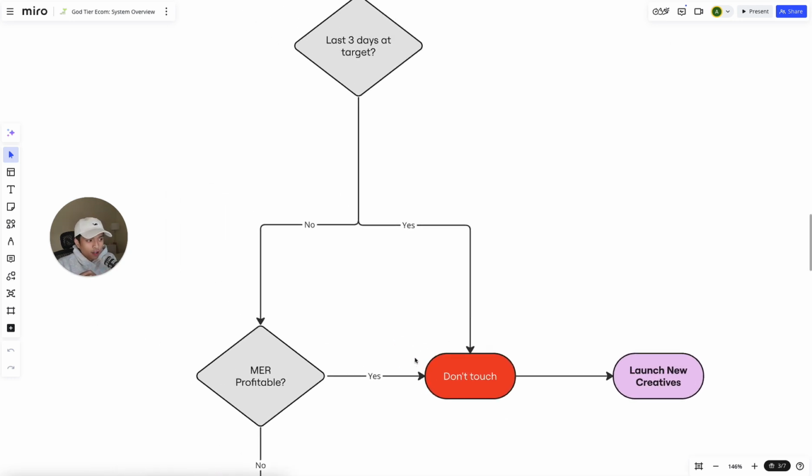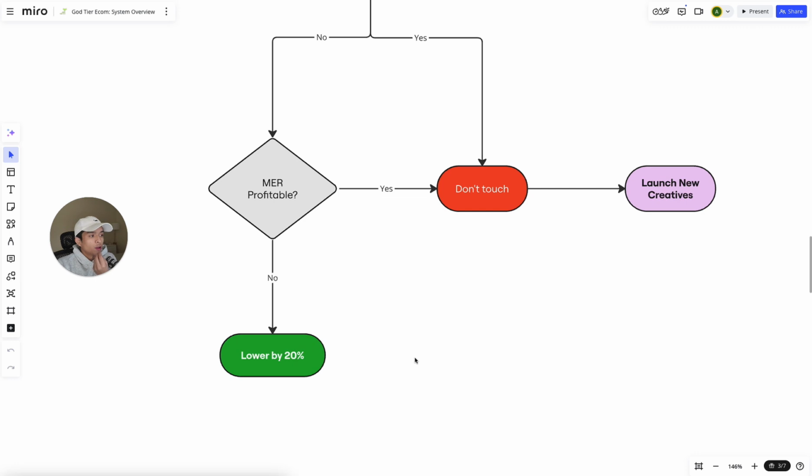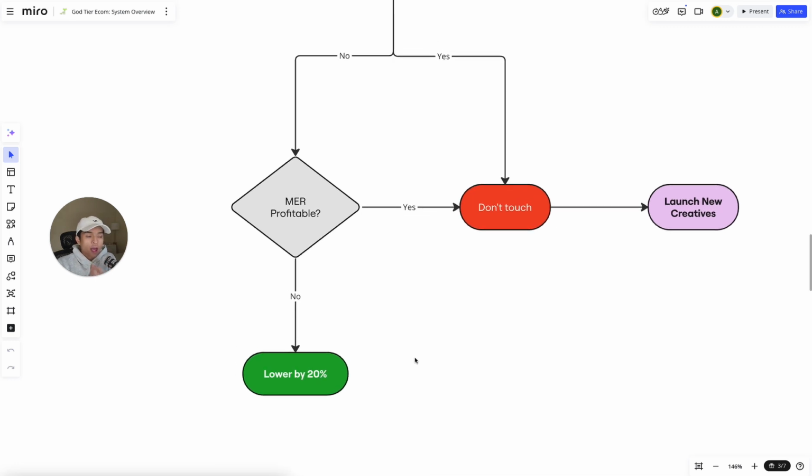If you check the last 2 days and you are not at target, you're going to check if the MER is profitable. If the MER is profitable, or if the business is profitable, do not touch. We do not care what the ad account says. Remember, attribution is basically telling you what campaigns deserve credit, or where Meta thinks the campaigns should get credit, but it doesn't actually tell you how much profit you're making.